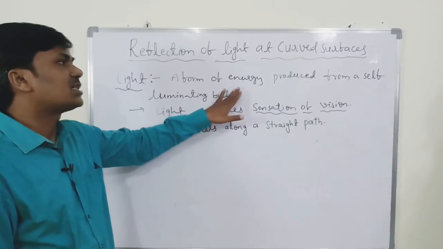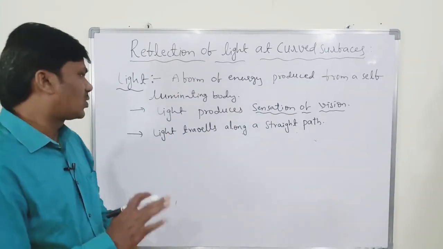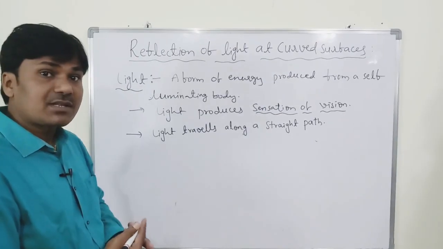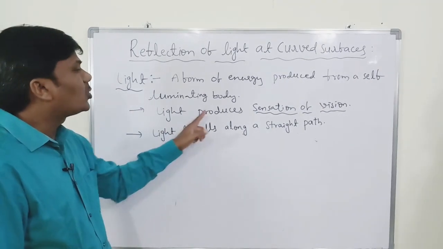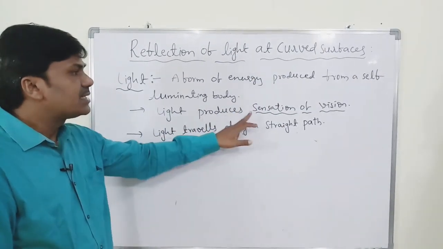So this is the basic definition of light. Light is a form of energy. It is produced from a self-illuminating body. Okay, that's over. Next, what are the different properties of light? First of all, what sensation does light produce? Light produces the sensation of vision, isn't it? It produces the sensation of vision.